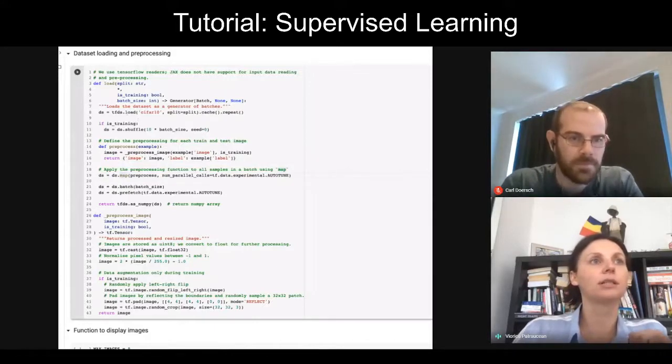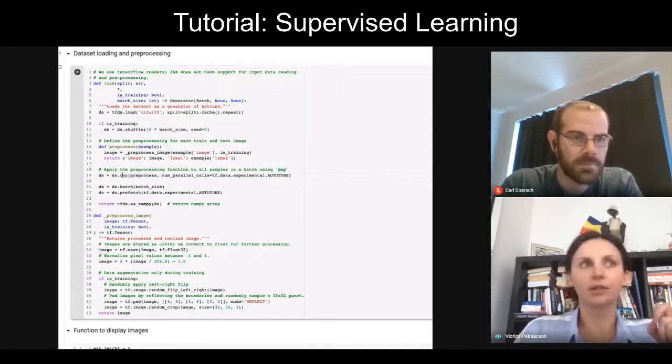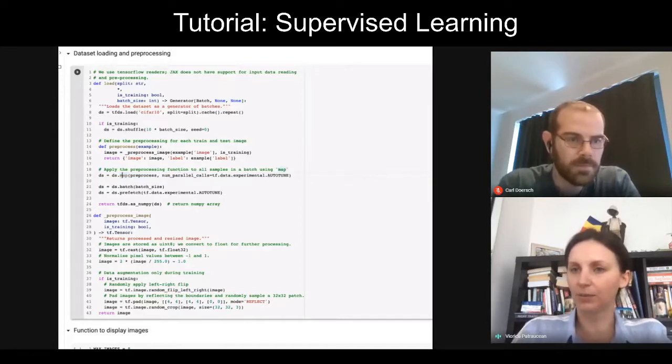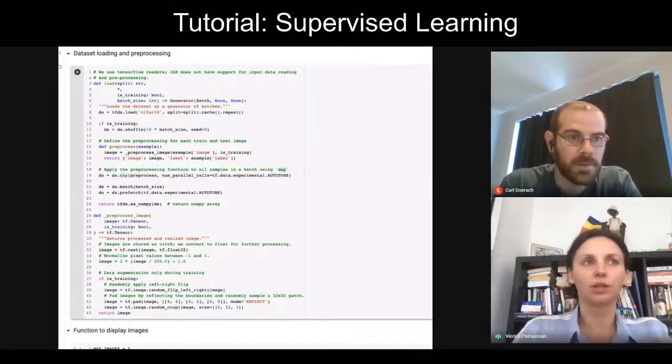Here, as you can see, we are loading the data set, and we are applying some pre-processing. During training, we need to shuffle the data. It was mentioned in the morning that this is important so that the training does not learn some weird features depending on the order of the samples.